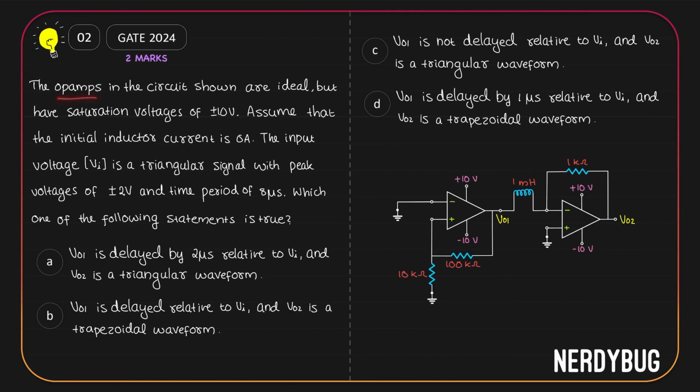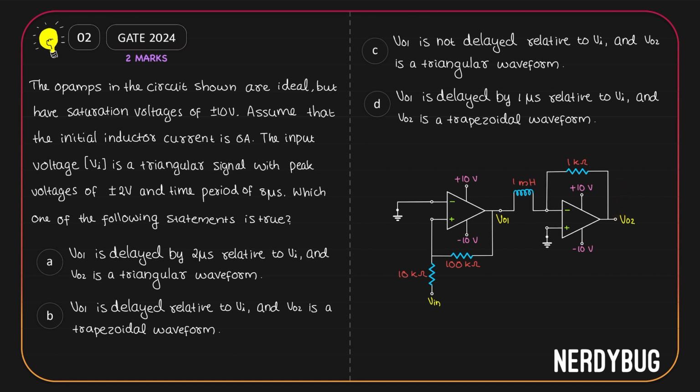Let us see the next problem. The op-amps in the circuit given are ideal, but they have saturation voltages of plus or minus 10 volt. Initial inductor current is 0 ampere. The input voltage Vi is a triangular signal with peak voltages plus or minus 2 volt and time period 8 microsecond. We have to find out which one of the following statements is true. The input is given over here. VO1 is the output we get over here and VO2 is what we get over here.